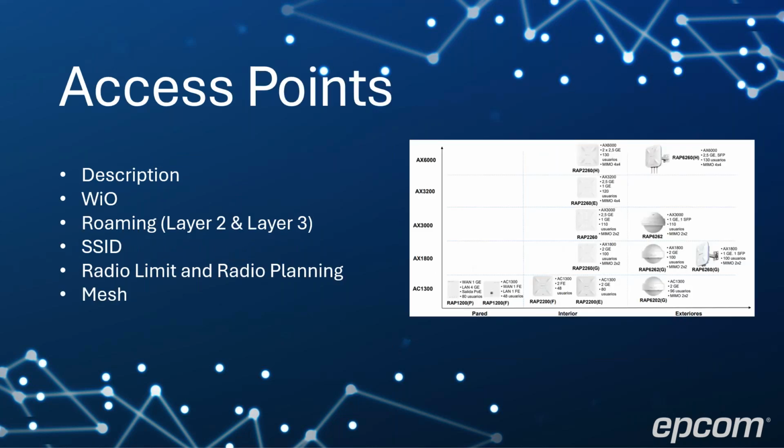So let's go to the wireless field, or the access point field. We will see a description of our devices, how WIO works, this is the Wi-Fi optimization, and how to enable or disable roaming. Most of our APs have roaming layer 2 and layer 3. We will also see how to create an SSID, how to configure the radio limit and the radio planning, and how to do a mesh. So again, let's go back to the cloud.